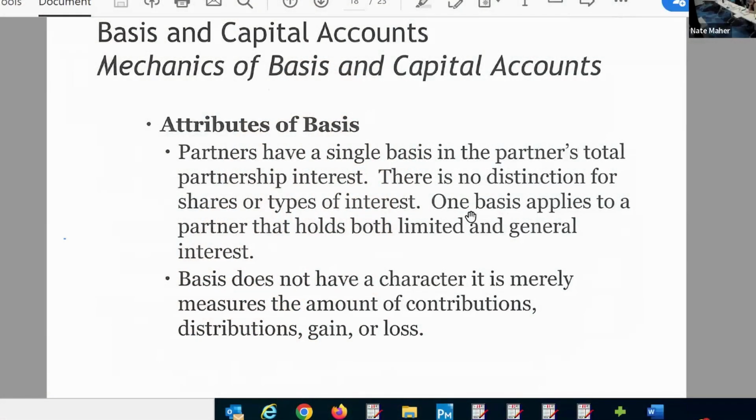Melissa, who do you want to call in? Kelsey. Kelsey, what's this first point say? Because this is kind of interesting. Attributes of basis. Partners have a single basis in the partner's total partnership interest. There is no distinction for shares or types of interest. One basis applies to a partner that holds both limited and general interests. Basis does not have a character. It merely measures the amount of contributions, distributions, gains, or loss.